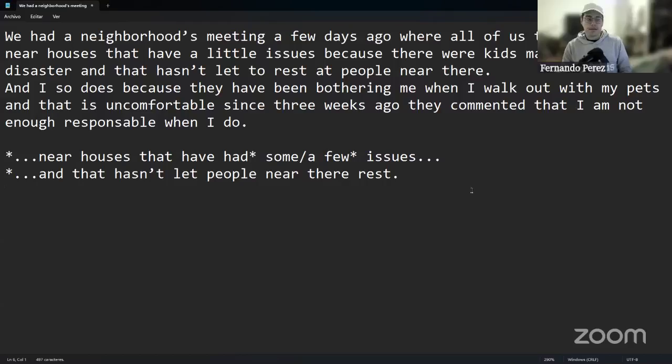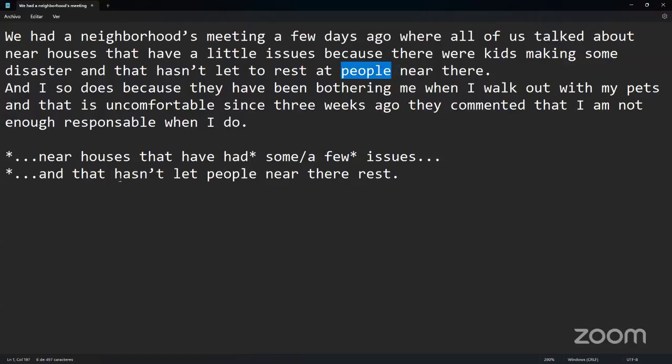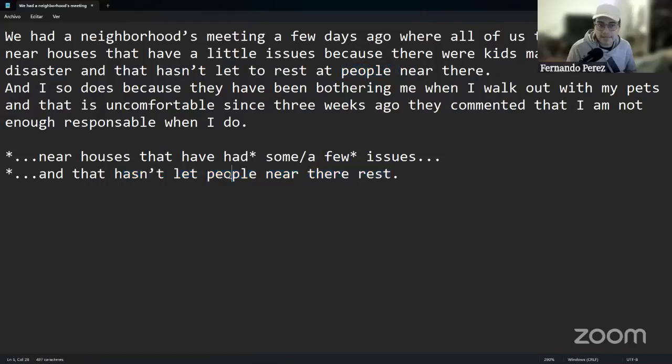In your structure, you are talking in Spanglish because you are using the verb before the subject. This is the correct form: hasn't let people near their rest, or if it's too complicated, you can also use hasn't let people rest near there. Now this is the format: person, verb, complement. Make sense?